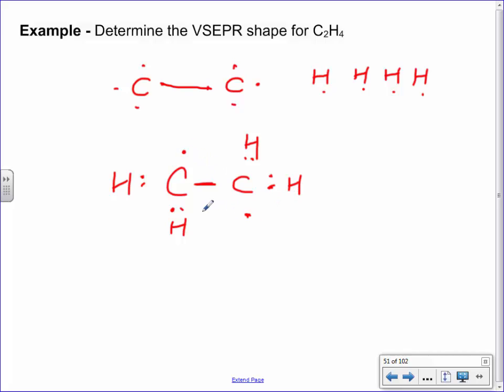No, there's extra, what do we call these guys? Bonding electrons. There's extra bonding electrons. How can I solve this problem, though? Yeah, make it a double bond. There. Move this, get rid of this one, get rid of this one, make it a double bond.